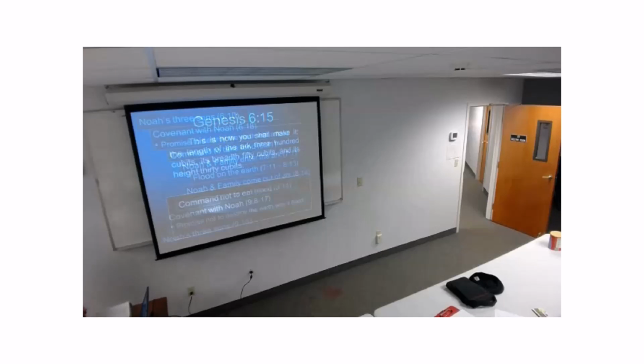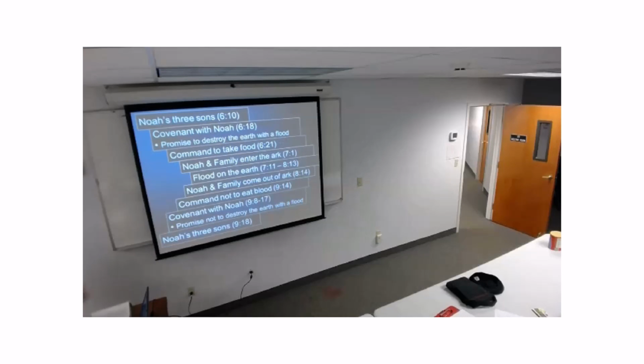Now, here is again the chiasm in the next slide, with the content pointing towards one thing. It begins with the 3 sons of Noah in verse 10. And then there is a covenant with Noah in verse 18, where God promises what is going to come, the judgment. And this is a judgment that is universal, throughout the entire planet, you're going to have a flood. And then there is a provision for Noah saying, here's what you need to do, the food that you need to take and place in the ark.